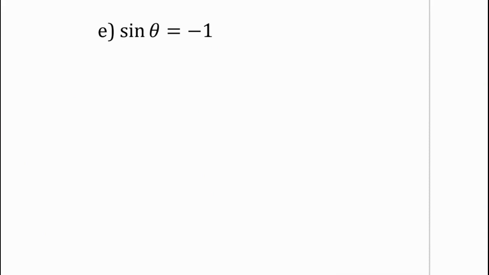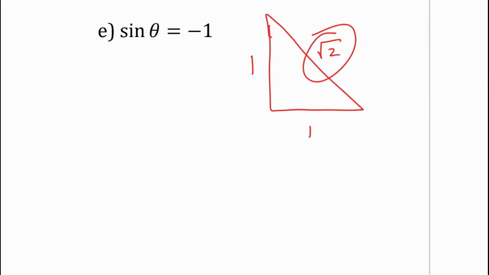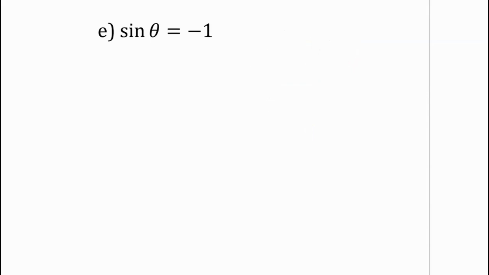This one's a bit different. -1 is not in the triangles. People might think it's this one, 1 and 1, and it's like negative sine. But sine is opposite over hypotenuse, so the hypotenuse is always root 2. How could sine be 1 over 1? Okay, it can't. Tangent can be, but not sine.